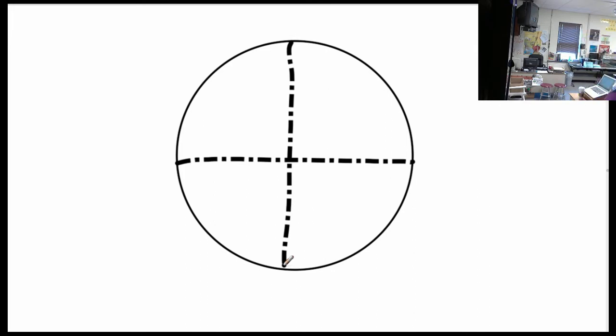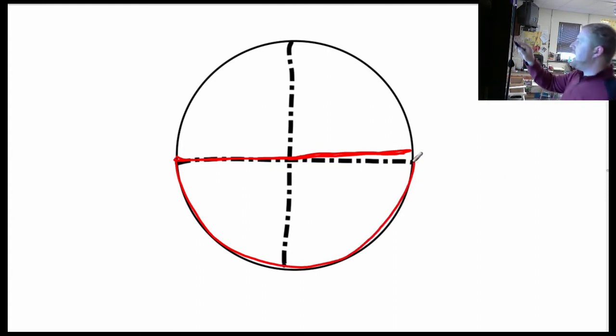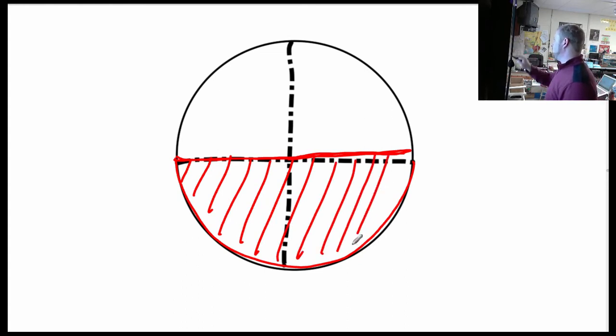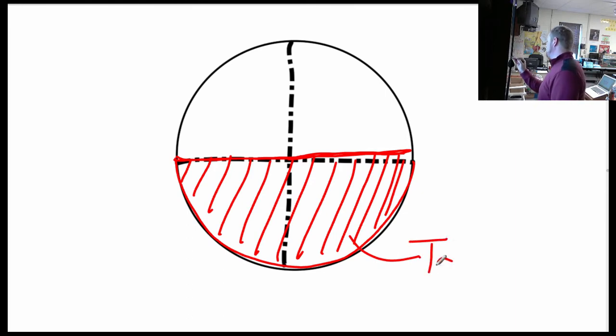53.6. Well, this is 50, so I'm going to have to go a little bit more in another direction. Then I'm just going to add a sliver here. Remember, I'm freehand drawing this. So this area here would represent tap dancing. Okay? So we might say this is tap at 53%.